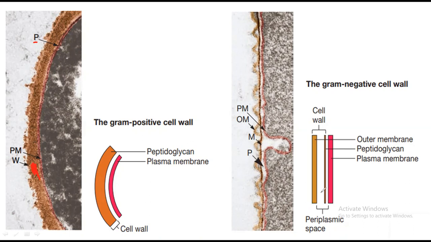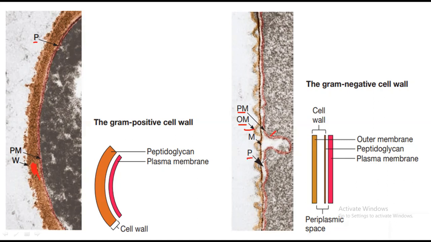If we look here at the gram-negative bacteria, this is the cell wall of gram-negative bacteria. The outermost layer is the outer membrane. This OM stands for outer membrane, and this PM stands for the plasma membrane. If you look here, this pink color is the plasma membrane. After that, there is a periplasmic space.